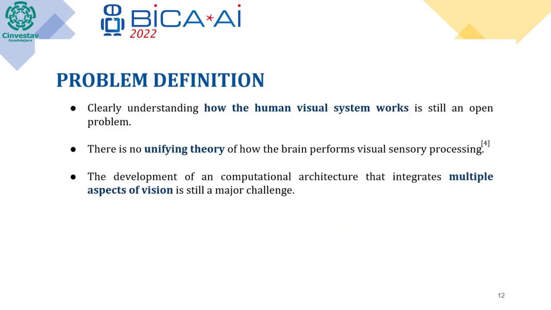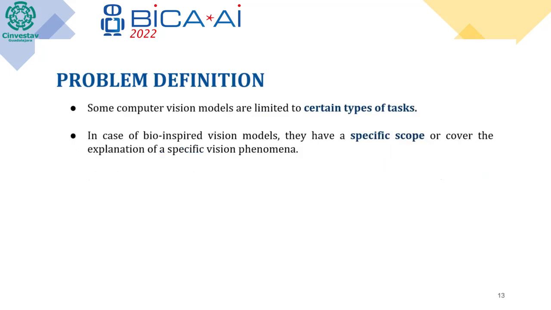In the problem definition, understanding how the human visual system works is still an open problem in neuroscience and in computer science. There is no unifying theory of how the brain performs visual sensory processing, and the development of a computational architecture that integrates multiple aspects of vision is still a major challenge. Some computer vision models are limited to certain types of tasks. They are very good and very efficient in some specific tasks, but to create a general vision model is still an open problem in neuroscience and computer science.